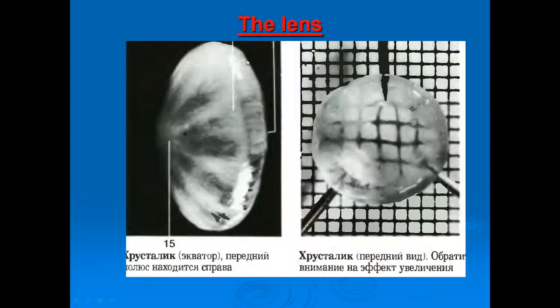Look, this is the lens. It has two poles, posterior pole and anterior pole.